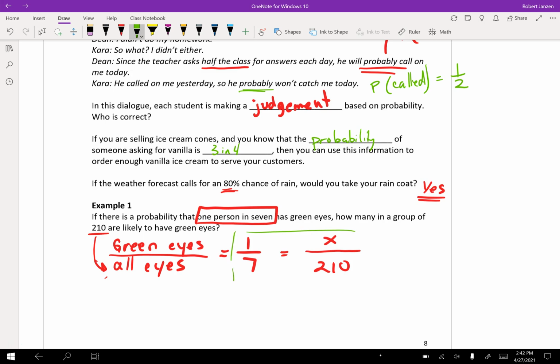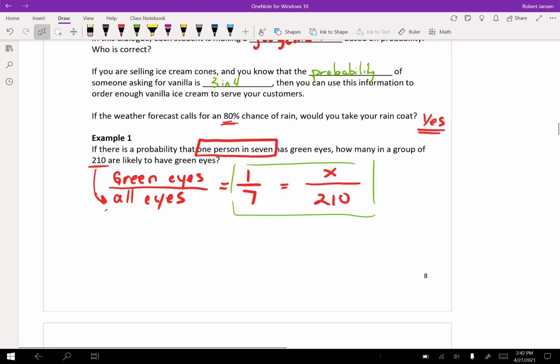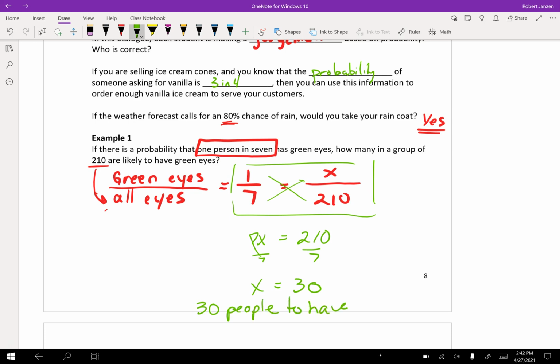This is what we call a proportion, and we can solve this by cross multiplying. So I'm going to go 7x equals 1 times 210 is 210. And then to get x by itself, remember this is 7 times x, so I'm going to divide both sides by 7. And x is 30. So out of 210 people, you would expect 30 people to have green eyes. Okay, so that's how we use probability to predict.